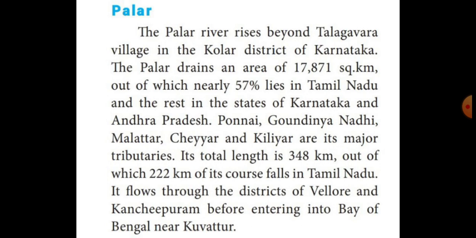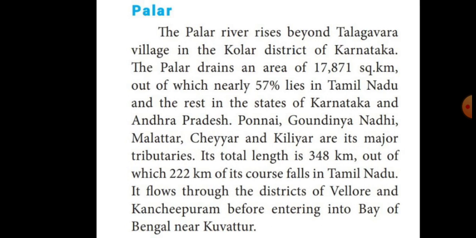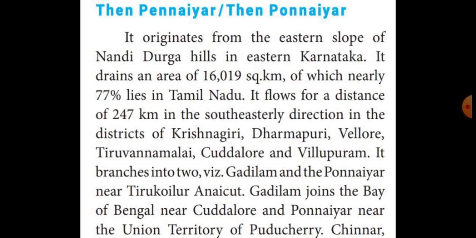Then the third important river is Tenpennayar or Tenponniyar. This river originated in the hills of Nandi Durga in Karnataka. The Ponniyar also originated in Karnataka state. The total area of this river is 16,019 square kilometers. This river also originated in Karnataka, but 77% of this river is flowing in Tamil Nadu.